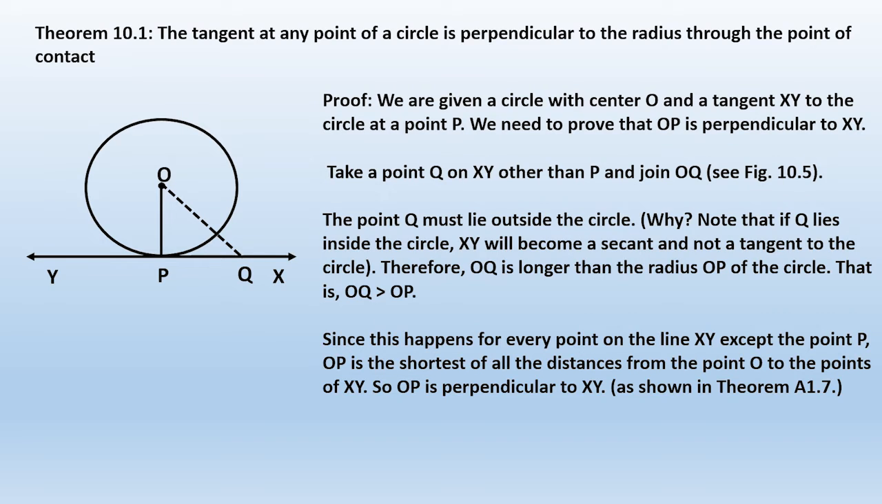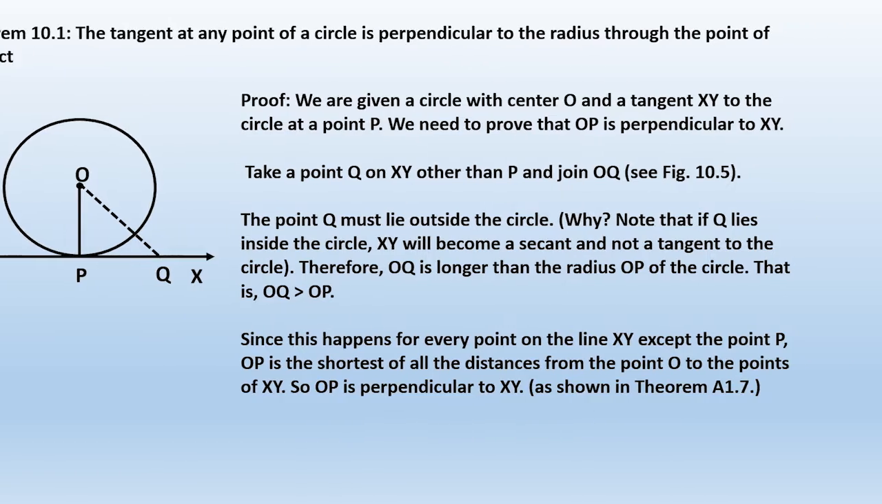As a result, OQ is longer than the circle's radius OP. Because this occurs at every point on the line XY except on the point P, OP is the shortest of all the distances between the point O and the XY points. As a result, OP is perpendicular to XY.